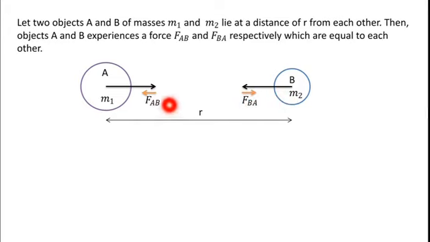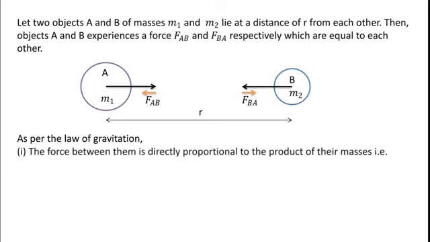As you can see by arrow, this force is acting on B. Now in order to calculate the magnitude of force between these two objects, we will take the two forces FAB and FBA equals to F. Now, as per the law of gravitation, you know that the force between these two objects is directly proportional to the product of their masses. As here in this case, the masses are m1 and m2, so we can say the force F is directly proportional to m1 and m2. This is the equation number 1.